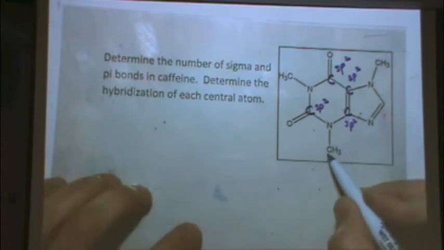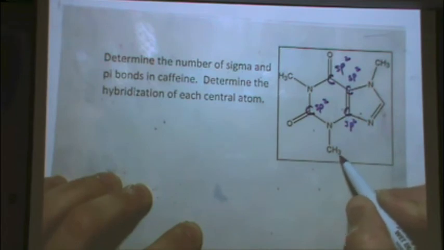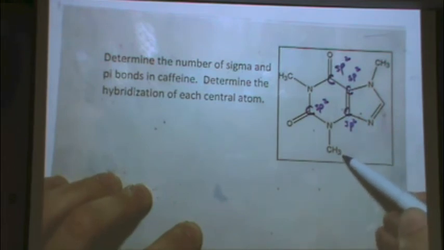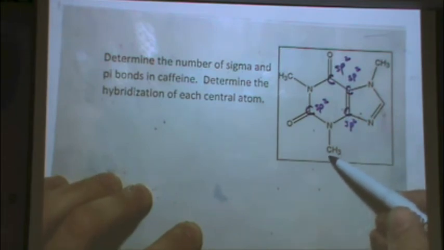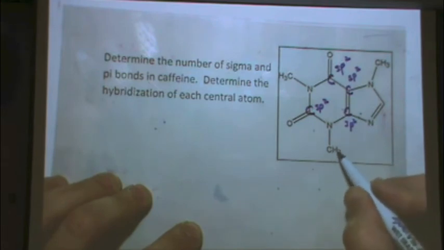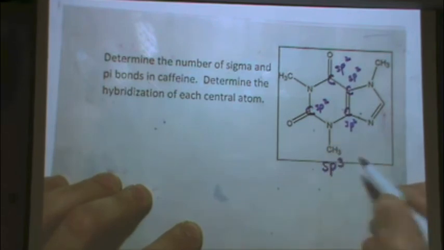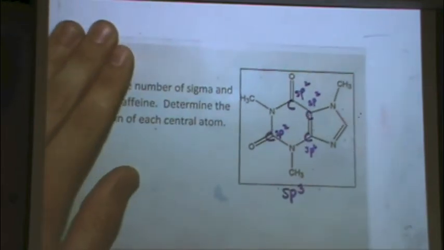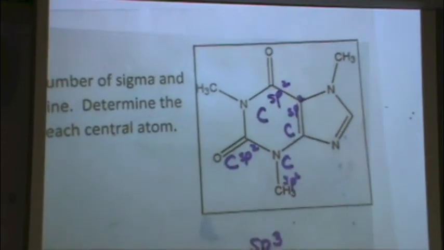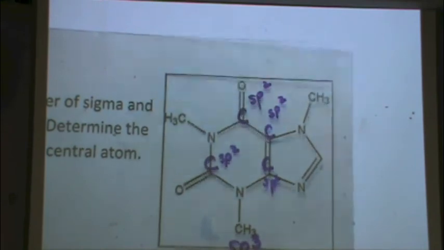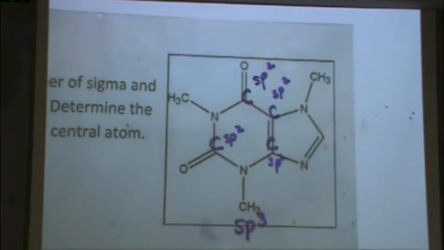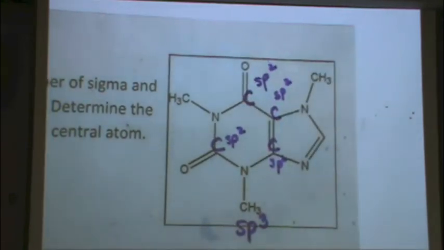How about this carbon down here? How many groups does this one have? 4, because there's 3 hydrogens and 1 single bond to nitrogen. 4 groups means sp3. Let me zoom in on the control a little bit, just so it's easier to see. Okay. All right, let's work on some of the others now.